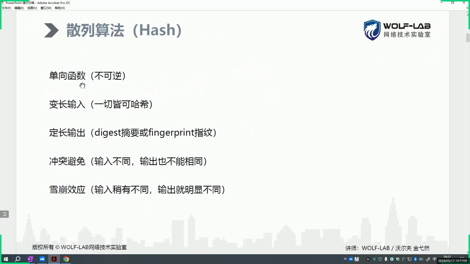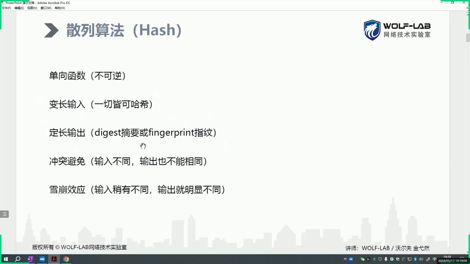Secondly, it handles variable input sizes, meaning everything is hashable. In the digital world, everything is hashable. After all, in our computers, everything ultimately converts to binary. So in our systems, anything can be processed through the hash algorithm to produce a result. In this way, it's not picky. Anything can be hashed to compute its digest value, which is a fixed length value. The length of the digest depends on the algorithm used.